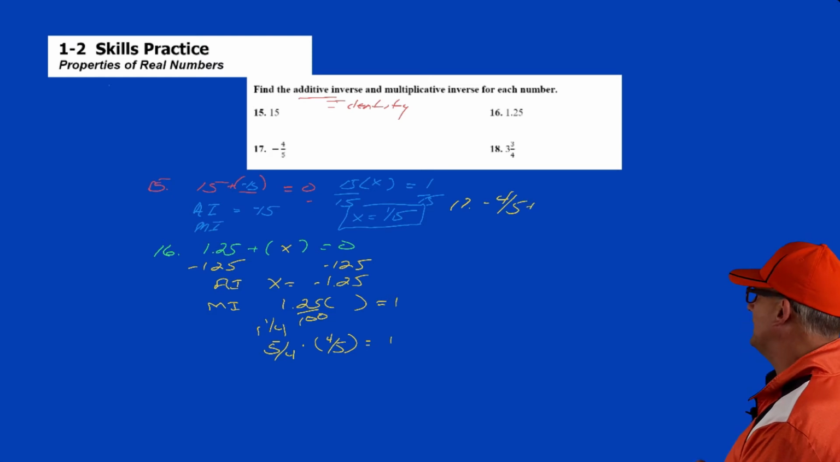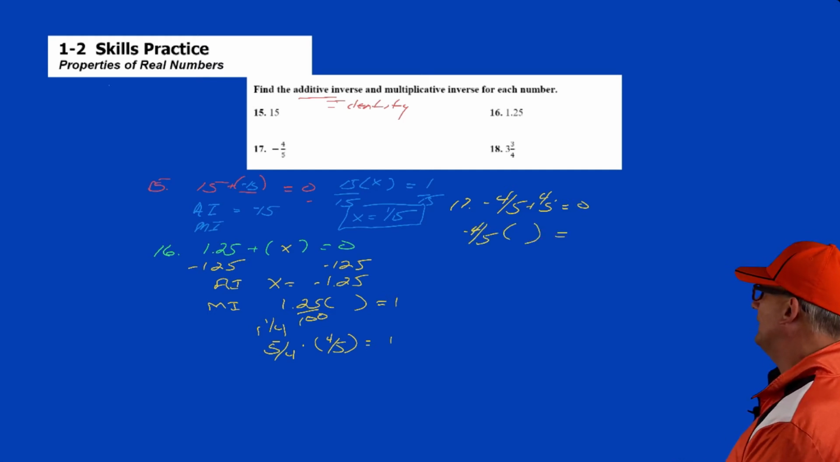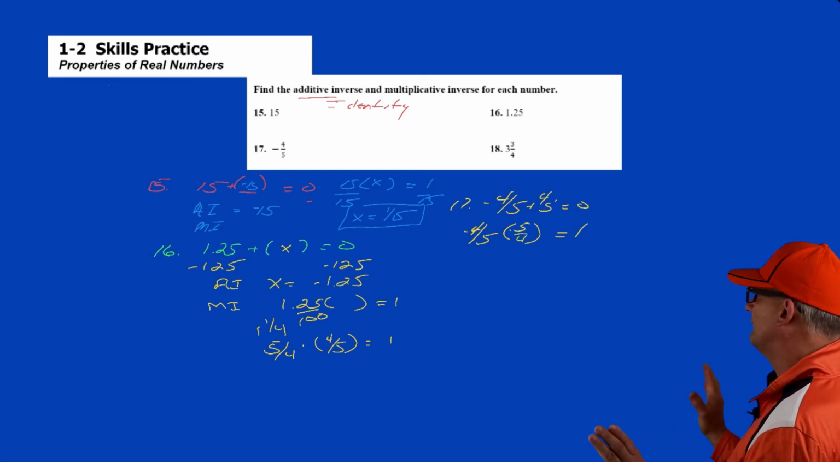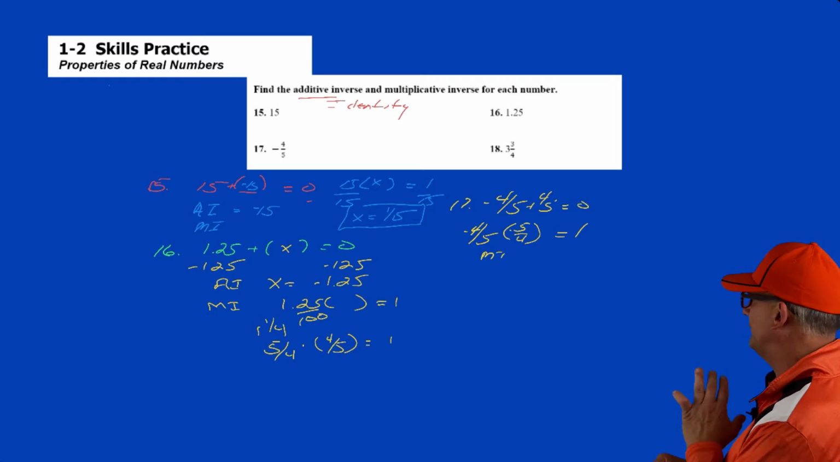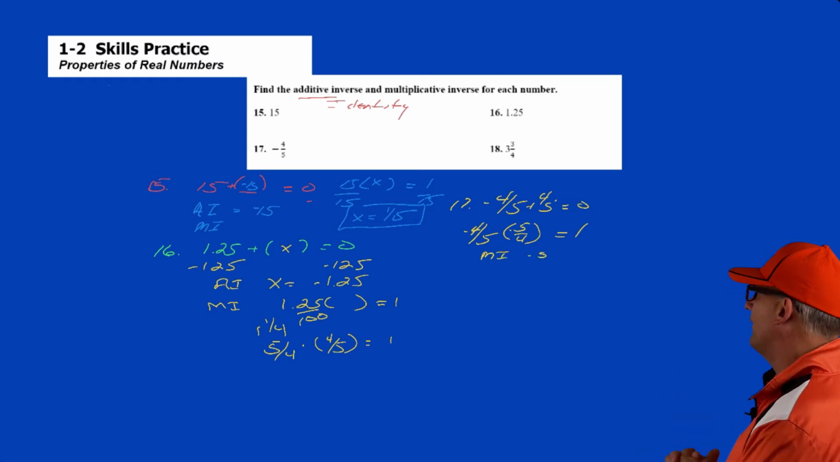All right, 17, negative 4/5. Well, once again, don't complicate things. Positive 4/5 will get you 0. And then for multiplication, you're going to have to go 5 over 4, and you keep the negative. It's not asking for opposites here. It's just inverses. All right, 18. So we have 3 3/4.